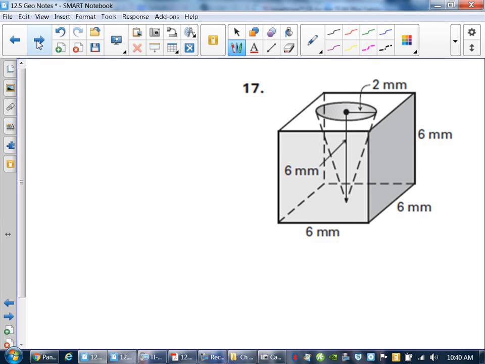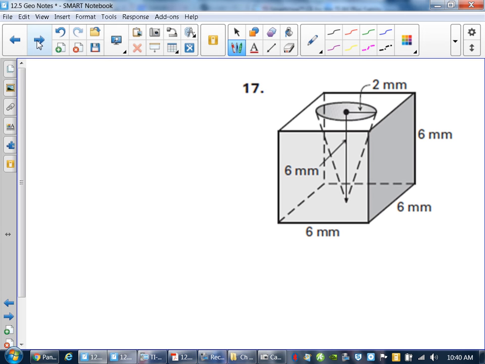Now, what I want you to think of is a prism with a cone cut out of it. Okay? It's a prism. It's a prism with a cone cut out of it.